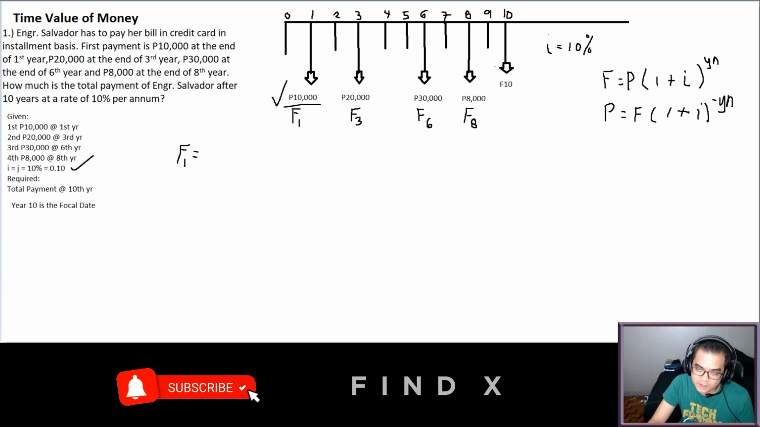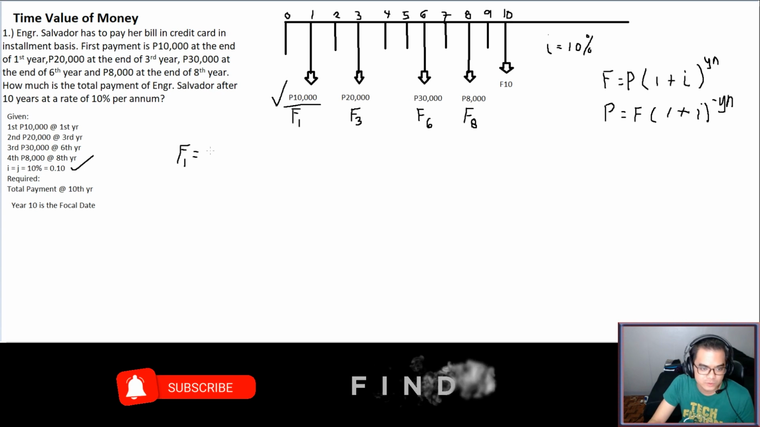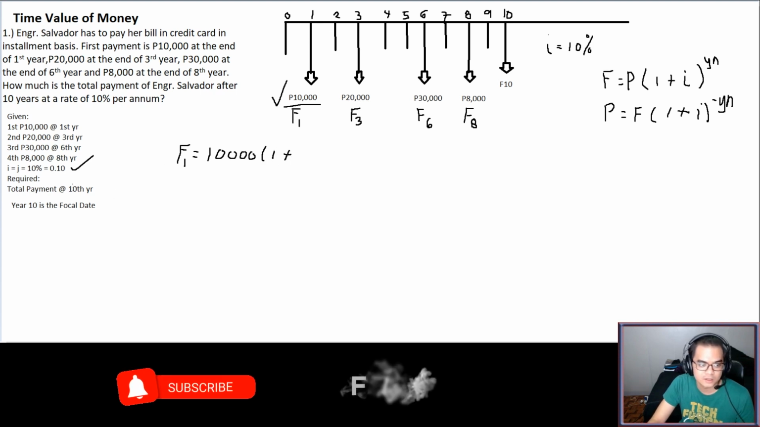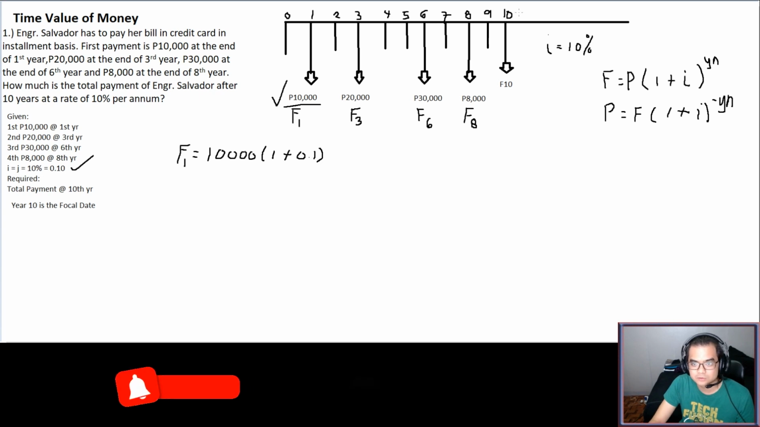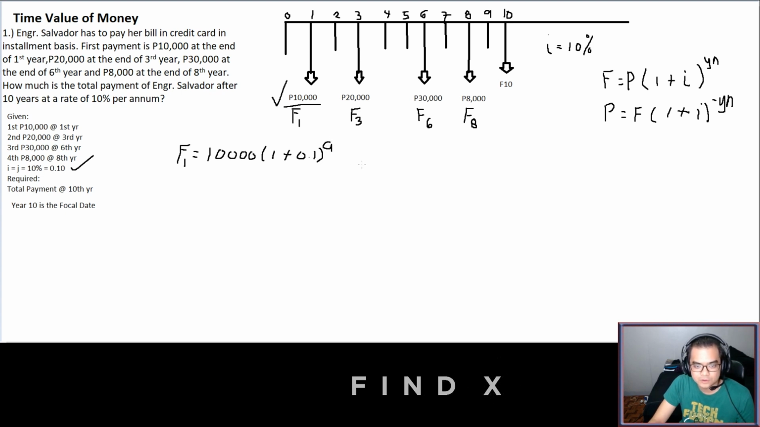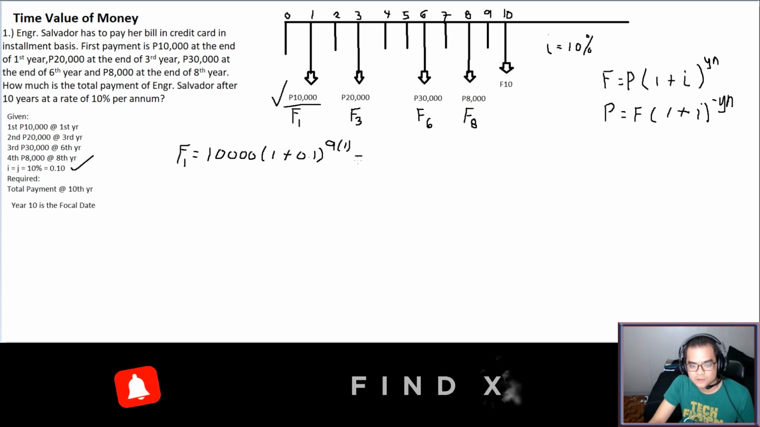Okay, with respect to the 10th year, 10,000 is your present value, right? So we can have here 10,000 times 1 plus I. Our I is 0.1, so we have 0.1 raised to Y. How many years is that? That is from year 1 to year 10, so that is 9 years, right? So your Y will be 9, and of course your N is just 1 because that is per annum. Okay, so you will have a value for that.